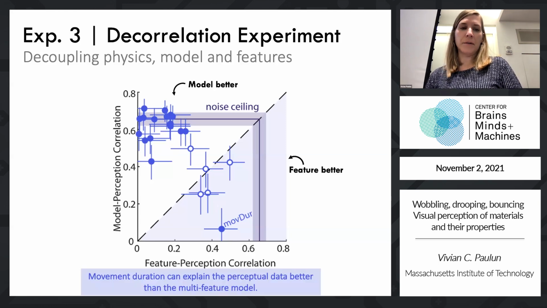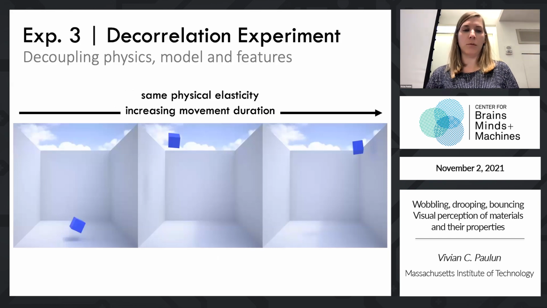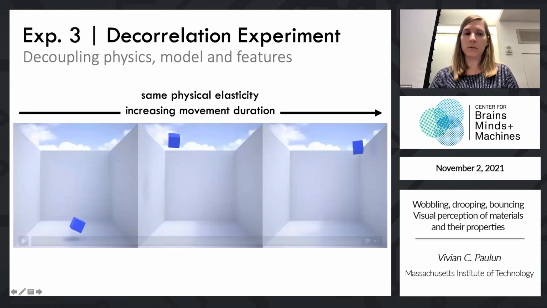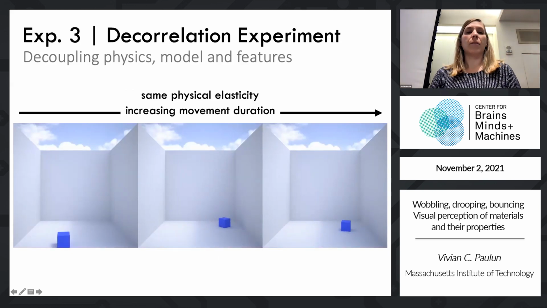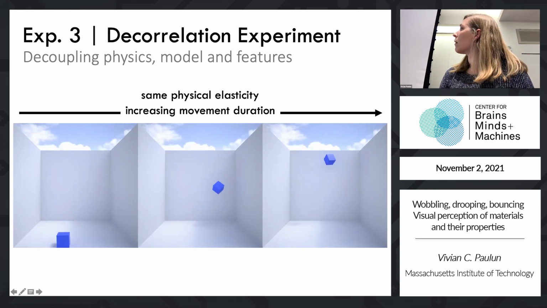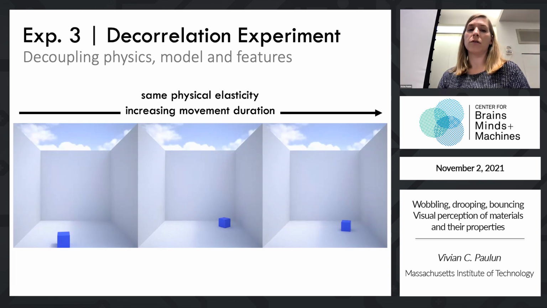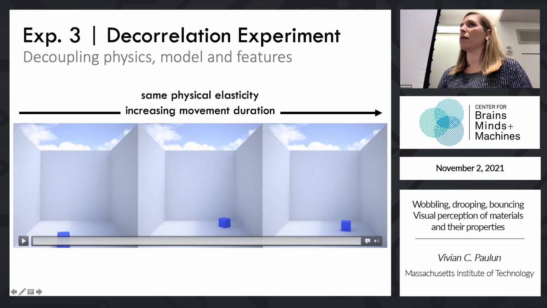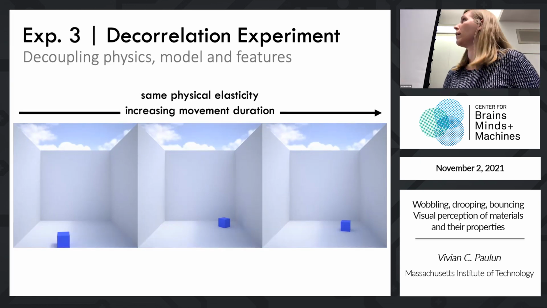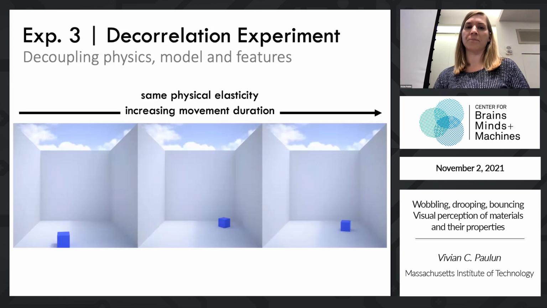I'm not going to show you more data plots. Instead, I want to show you an example. Here we see the same physical elasticity, and what's varying from left to right is the movement duration. And this probably, where's the mouse? makes you perceive them as different in elasticity. I find this effect quite striking. All of this is basically an illusion because physically they are the same.